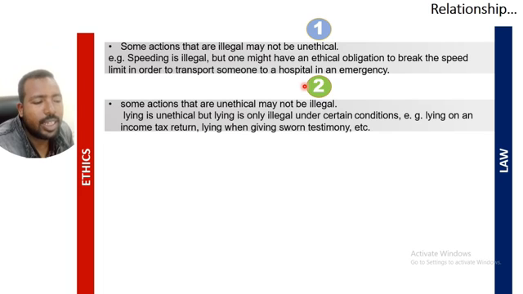The second one is some actions that are unethical may not be illegal. For example, lying. Lying is unethical. But there is no law which prohibits lying as illegal except under certain conditions. For example, if you lie on the income tax return, or if you lie in giving sworn testimony and others, in certain cases, there might be legal consequences or actions that may be taken against the person who lied. But there is no law that is generally made to prohibit lying. Lying is unethical, but it is not illegal. If it was totally illegal, we would have ended in prison because of lying.